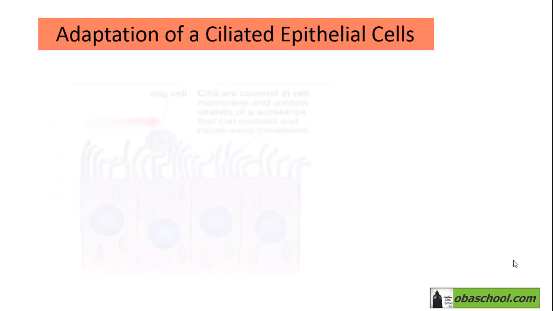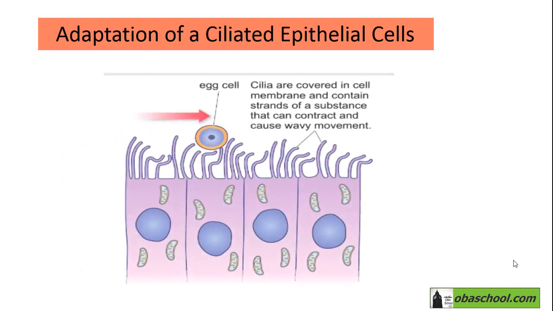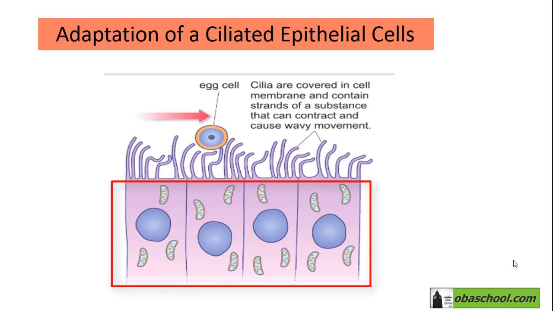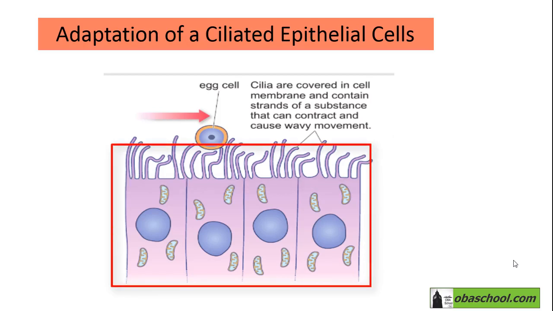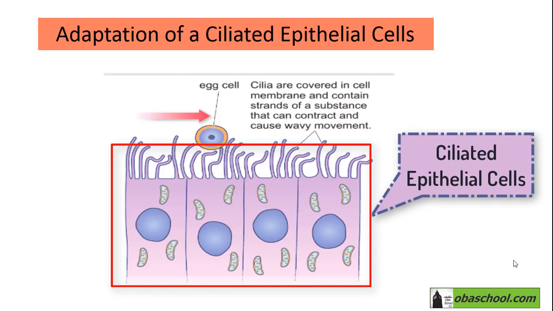The oviduct cells are adapted for this function by having hair-like cilia. These are like short sperm cell tails and wave from side to side to move substances along, so they can move the egg cell from the oviduct to the uterus. Cells that line structures in the body are called epithelial cells, and epithelial cells with cilia are called ciliated epithelial cells.